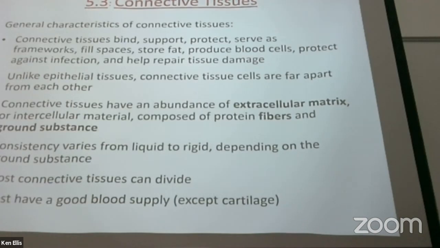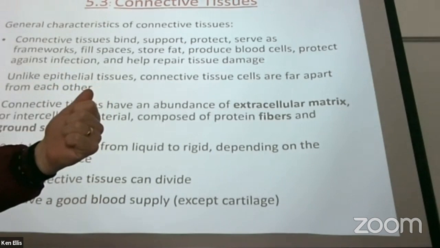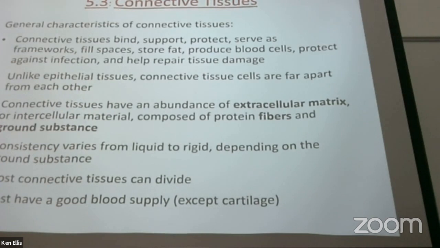Unlike epithelial tissues, connective tissue cells are apart from one another. Look at me. All the cells you looked at that were epithelial were butt up one to the next one. Isn't that right? Not even a gap between them. Here's one cell, here's the other cell, with stuff between that is what makes it connective. Connective tissues have an abundance of what's called extracellular matrix, or intercellular material, composed of protein fibers and ground substance. Consistency varies from liquid, like in blood, or rigid, like in bone or cartilage, depending on what that ground substance is.